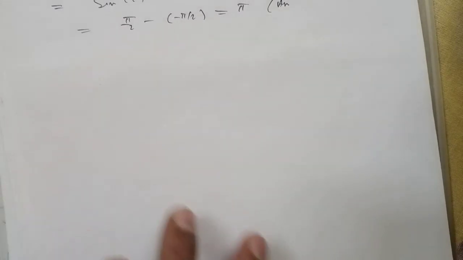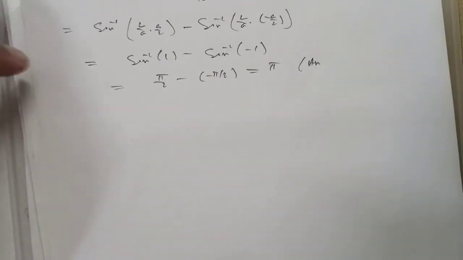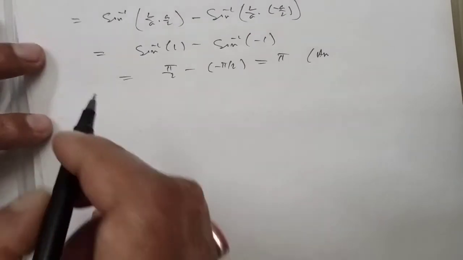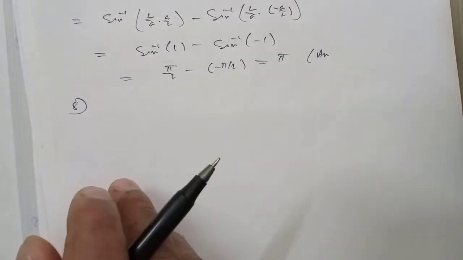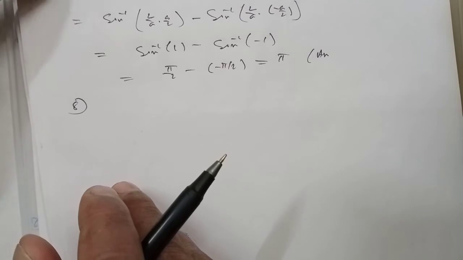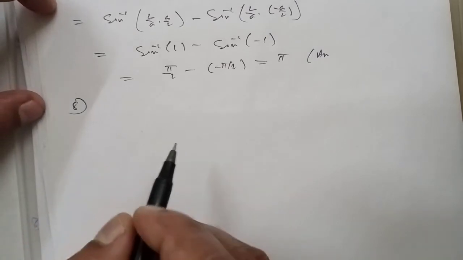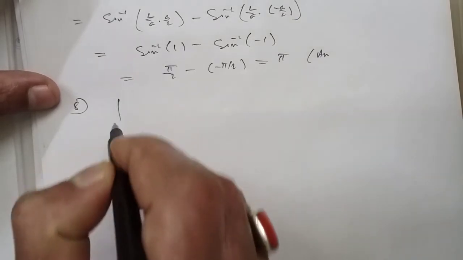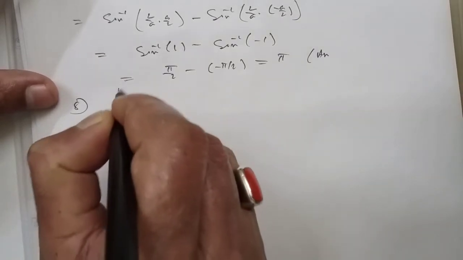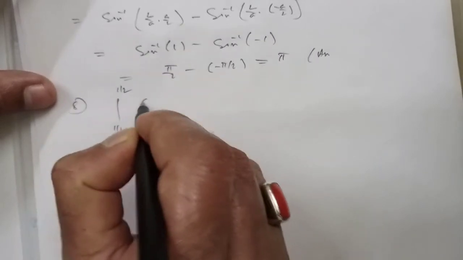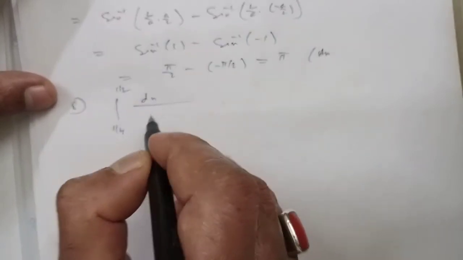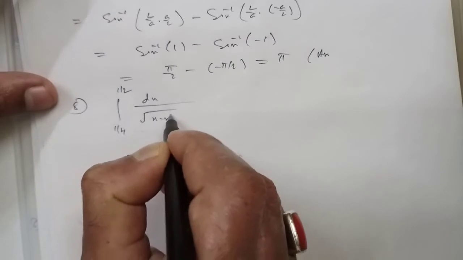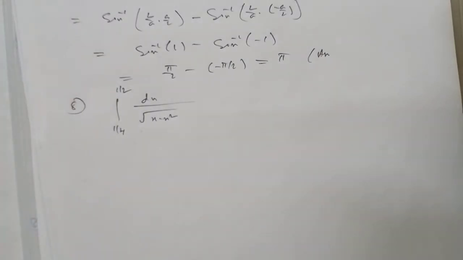Next, let us go to the next problem. This will be problem number 8. This is integration 1 by 4 to half, dx by under root x minus x square. So how do we solve this?